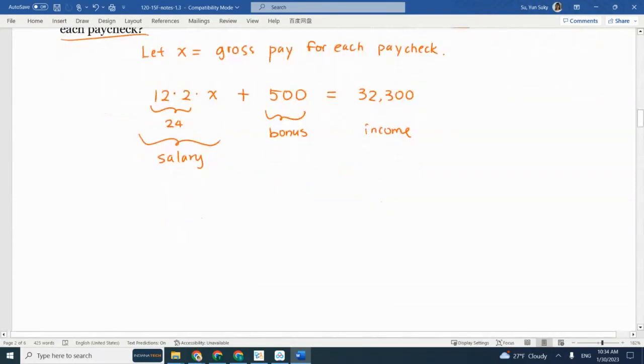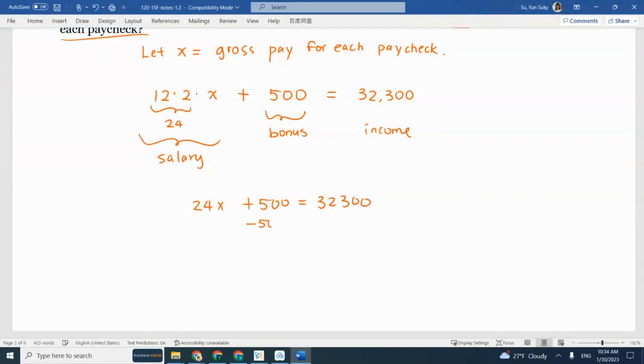Exactly. So we solve for x. Therefore, 24x plus 500 equals 32,300. Subtract 500 on both sides. We get 24x equals what's 32,300 minus 500? 31,800. Thank you. And then x is both sides divided by 24. And what do you get? 1325.